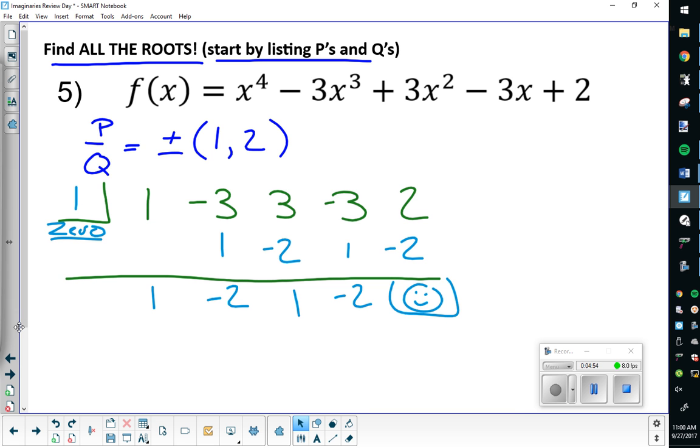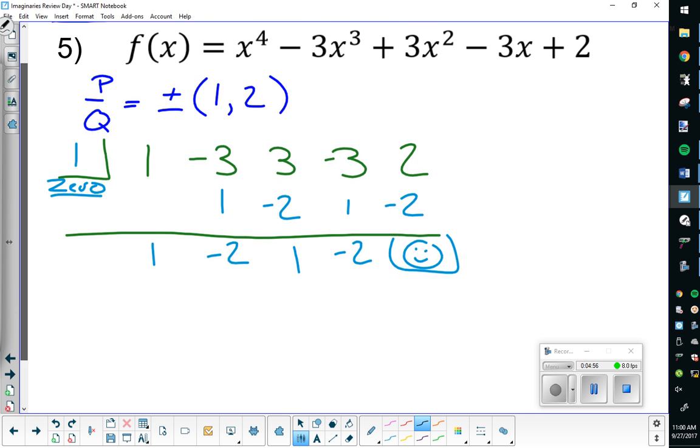That means this 1 right here, 1, negative 2, 1, negative 2. What does this 1 mean here? 1, x to what power? The third, because it was x to the fourth, and I just found one of the answers. So this is x cubed, this is x squared, this is plus 1x, and that's minus 2.